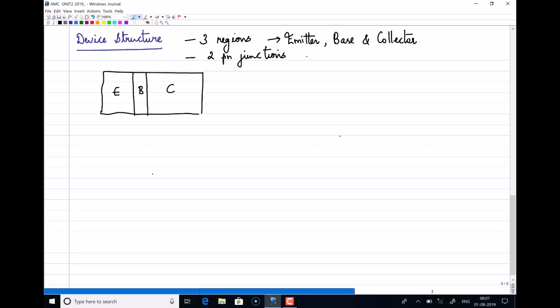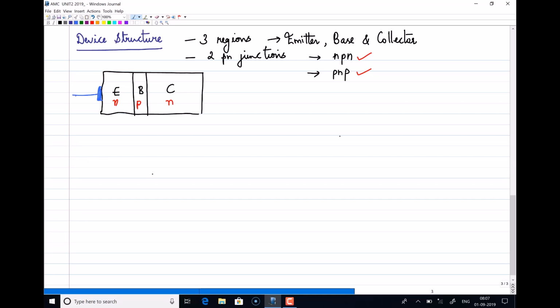So depending on how we choose the emitter, base, and collector region, we can have either an NPN structure or a PNP structure. That means the emitter is N, base is P, and the collector is N. This will give an NPN transistor. In the other way, if I start emitter with a P, base with an N, and a collector with a P, that gives you a PNP transistor.